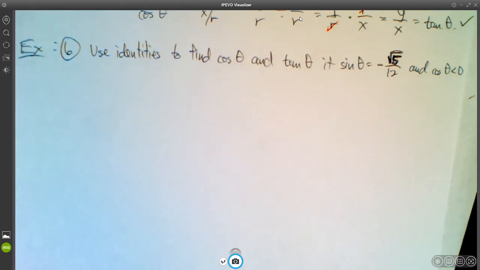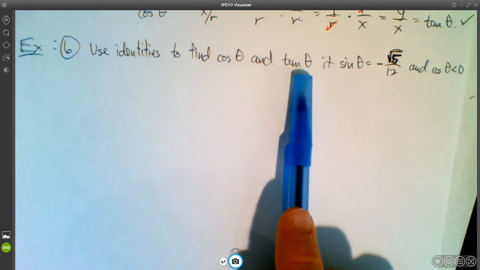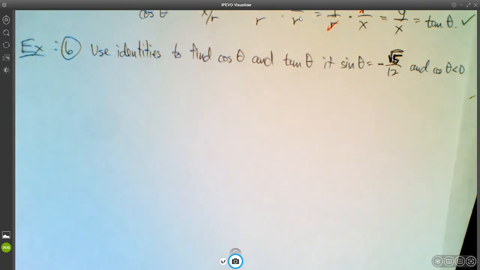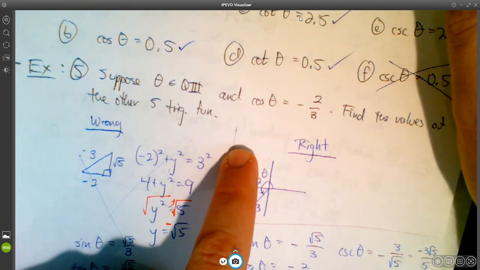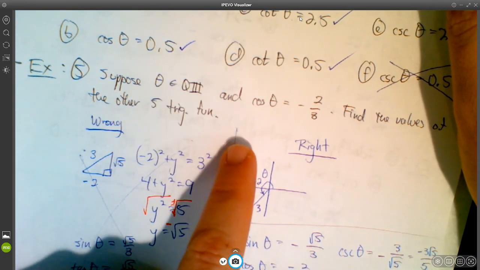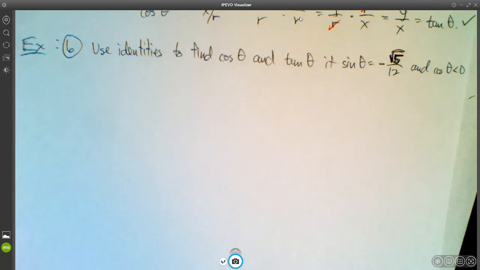We could find cosine theta and tangent theta the same way that we did in example 5, using a similar line of reasoning. But this one is asking us specifically to use identities to do this. So see if you can use the quotient and Pythagorean identities to figure out what cosine and tangent are. Go ahead and give the video a pause and see if you can work that out.